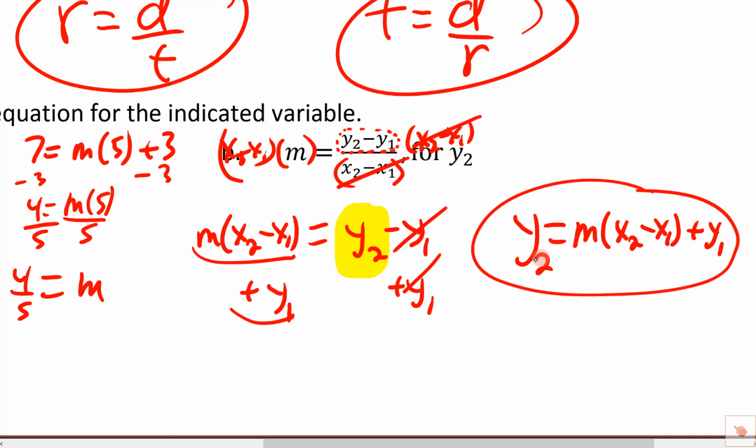Okay, so we've got y2 solved for, we've got it all by itself, we've got it isolated on one side, and we're finished with that problem. Now, that's not the only way to write it. One interesting thing about this is because there are so many variables floating around, there might be more than one way to write the answer.